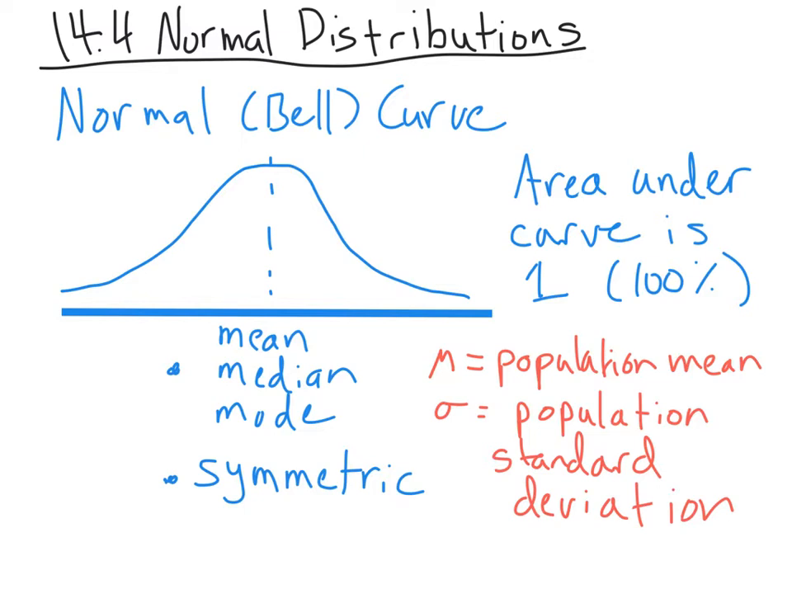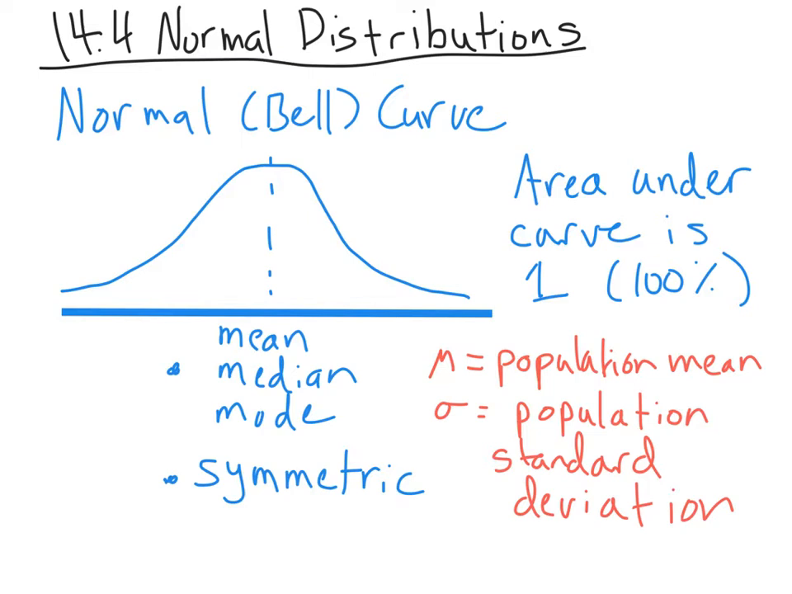Technically, to have a normal curve, you have to meet these two criteria. Your mean, median, and mode have to be the same value, and they have to be right here in the middle with the highest frequency. And also it has to be symmetric. Essentially that just means that picture a mirror right in the middle. This side is an exact mirror image of this side.